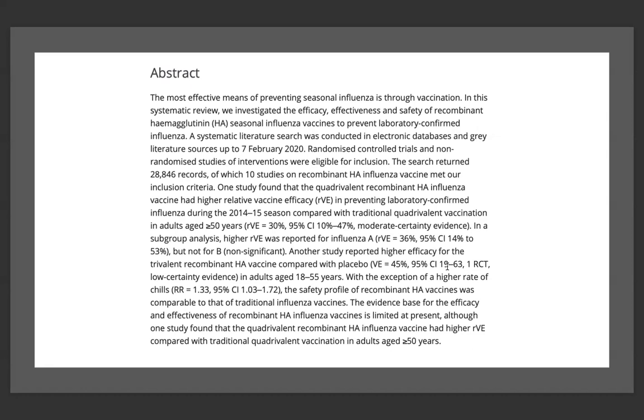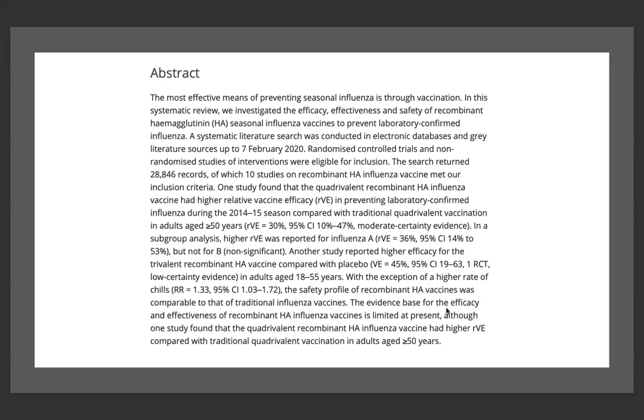Another study reported higher efficacy for the trivalent recombinant HA vaccine compared with placebo in adults aged 18 to 55 years, with the exception of a higher rate of chills. The safety profile of the recommended recombinant HA vaccine was comparable to that of traditional influenza vaccines.